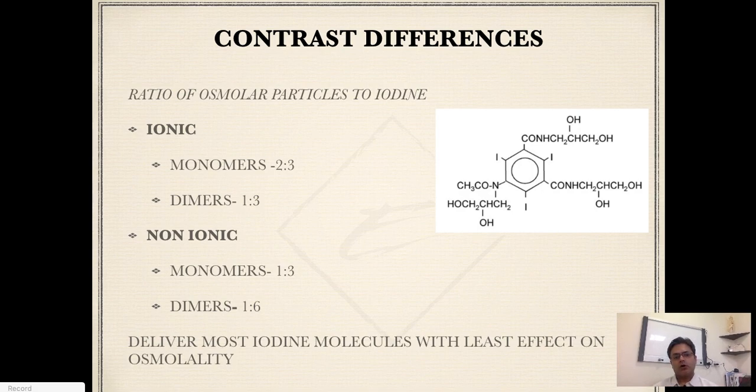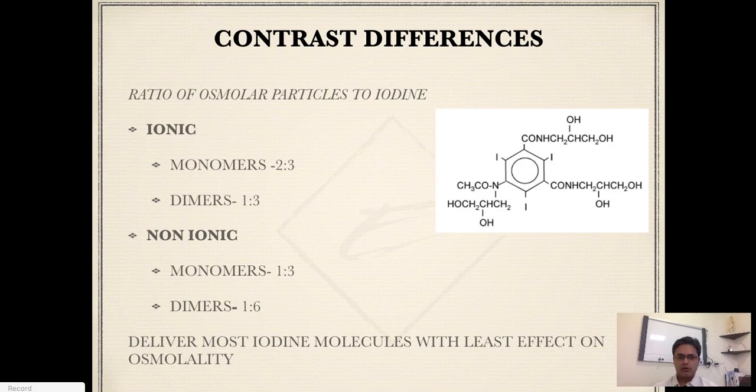Now moving on to the non-ionic ones. Non-ionic ones again can be monomers or dimers. When we are talking about non-ionic monomers, there is only one osmolar particle because there is no anion or cation, and a monomer will give us 3 iodine molecules. So the ratio we've got of osmolar particles to iodine is 1:3. When we move on to dimers, this changes because a dimer would have 2 benzene rings, and hence we'll have 6 iodine molecules, but there's only one osmolar particle because there are no anions and cations, so the ratio is 1:6.